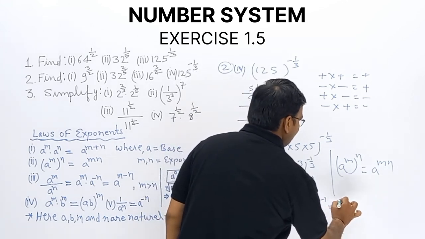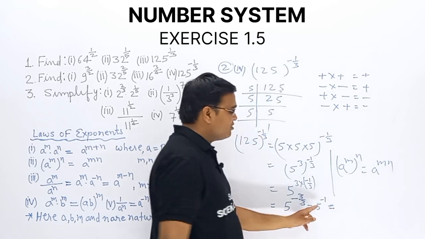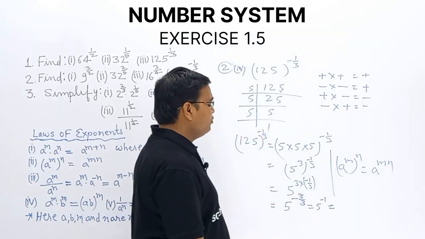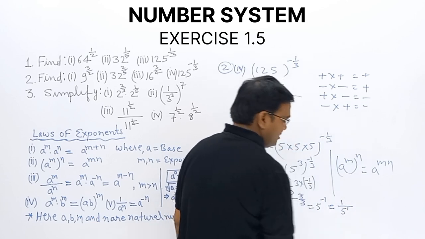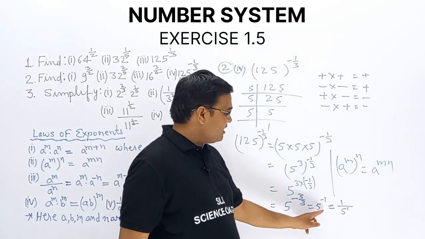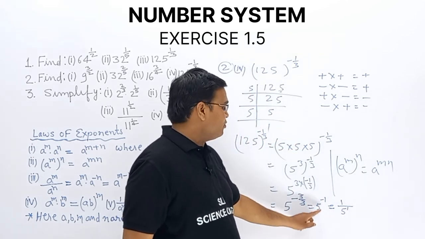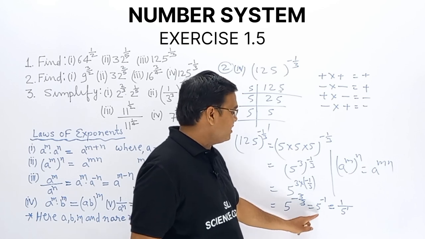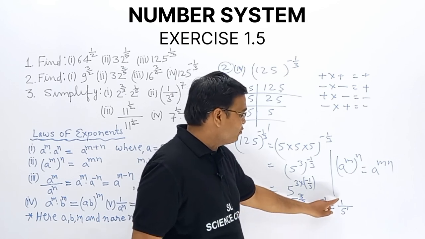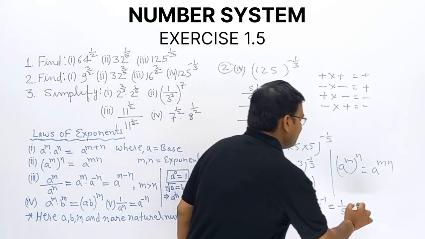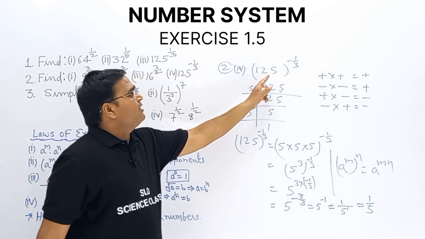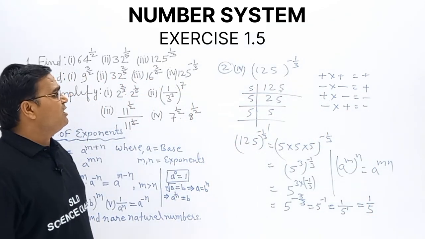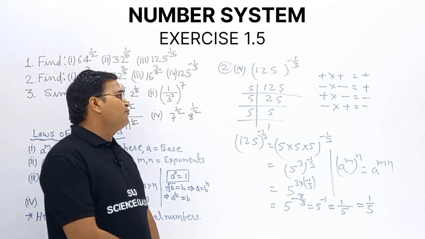So if we bring this negative power into the denominator, what are we getting? 5 power 1. This is negative, we can convert it to the denominator. Once we convert it into the denominator, the negative becomes positive. So 1 upon 5 power 1. So what will the result be? 125 power minus 1 by 3. The result will be 1 upon 5.